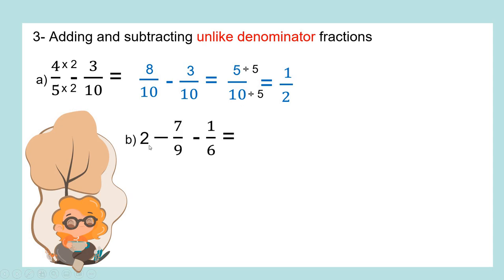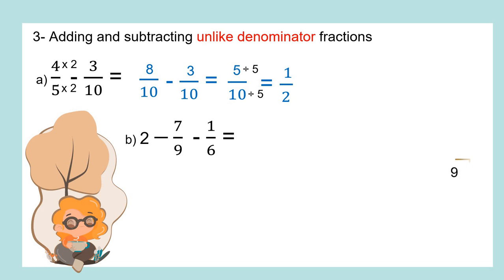I have another example here. 2 minus 7 over 9 minus 1 over 6. Well, where is the denominator? 2 doesn't have any denominator. Okay, let's look here. I have 9 and I have 6. Let's find out what is the least common multiple between them.